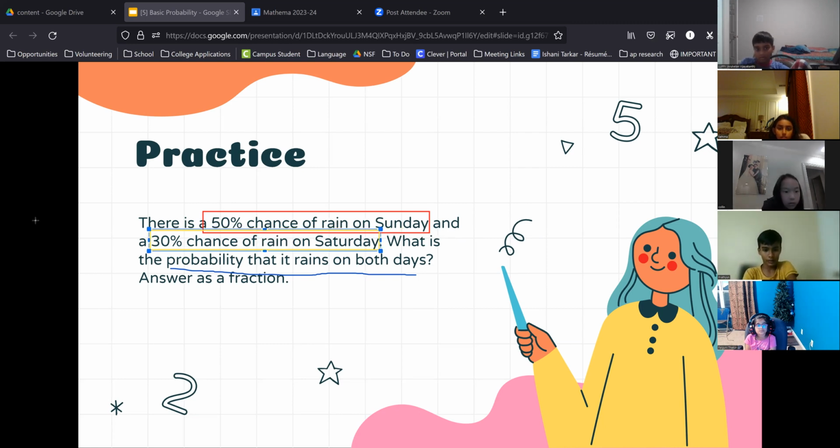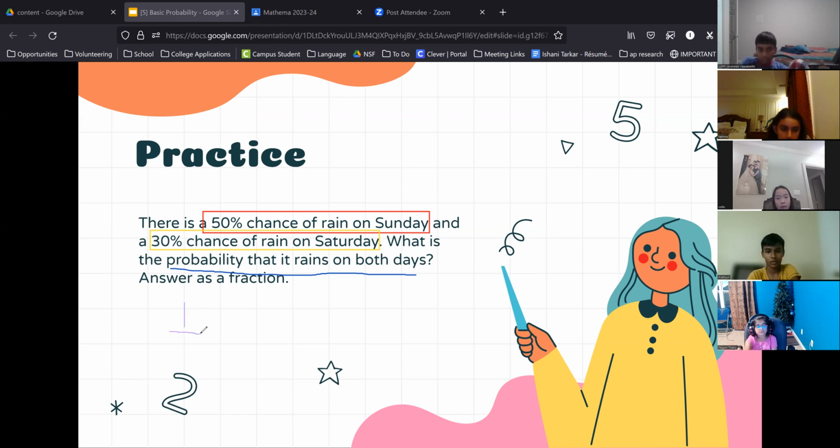So what we want to do is multiply them together because we know that if we multiply them together, we want to multiply them together because they are independent events, right? And we want to find the probability of both of them occurring. So 50%, so we could do this as 0.5 times 0.3, or we could do it as fractions.